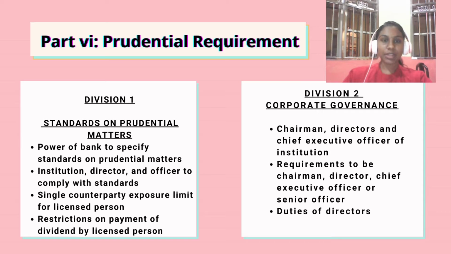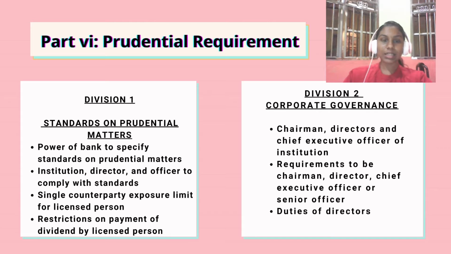Next is the duty of the institution, directors and officers to comply with standards. Every institution must comply at all times with standards specified by the bank that are applicable to it. It must ensure that internal policies and procedures are consistent with the standards specified by the bank and that its business is managed well, whether or not standards have been specified by the bank. Every director and officer of the institution must follow the institution's internal policies and procedures at all times, including internal policies and processes to implement the requirements established by the bank.